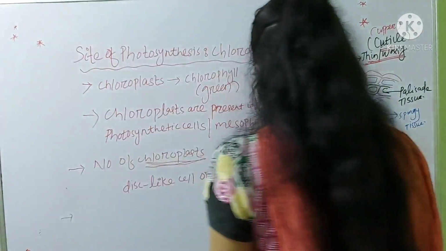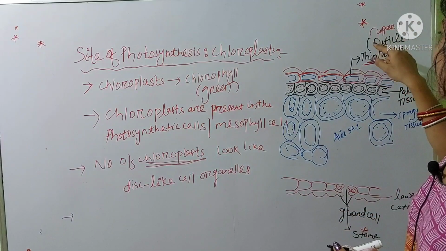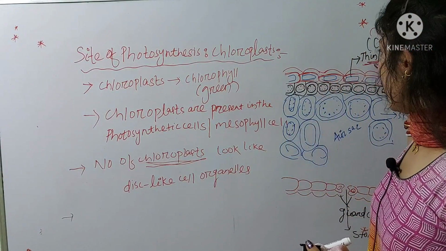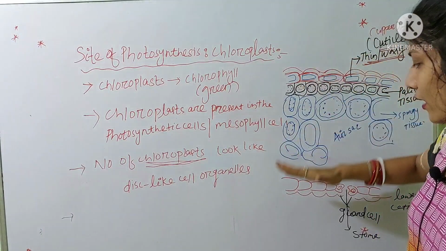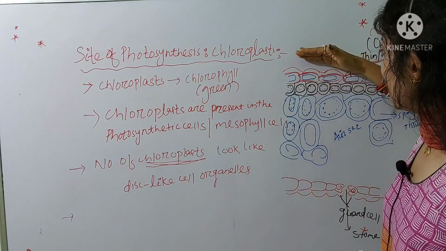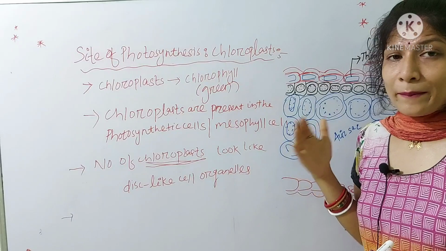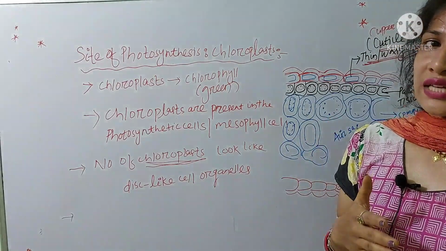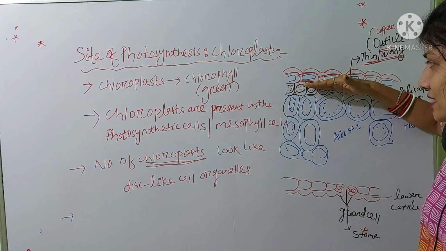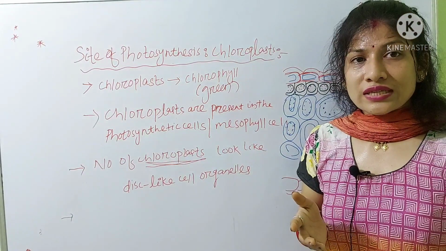That means we have already discussed, if we observe the cross section of the leaf, the thin waxy protective layer which is the cuticle, and both the upper cuticle and the lower cuticle are present. Just below the cuticle, the palisade tissue is present. The palisade tissue is part of the photosynthetic cell or the mesophyll cell, and just below the palisade tissue, the spongy tissue is present. It is also part of the photosynthetic cell.